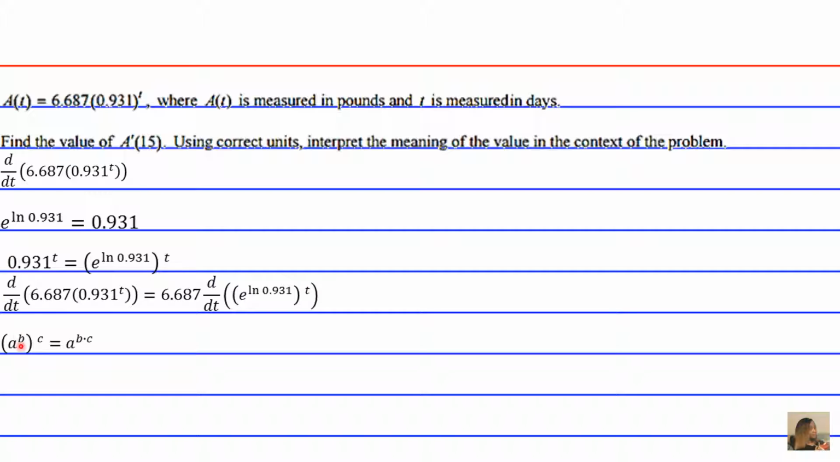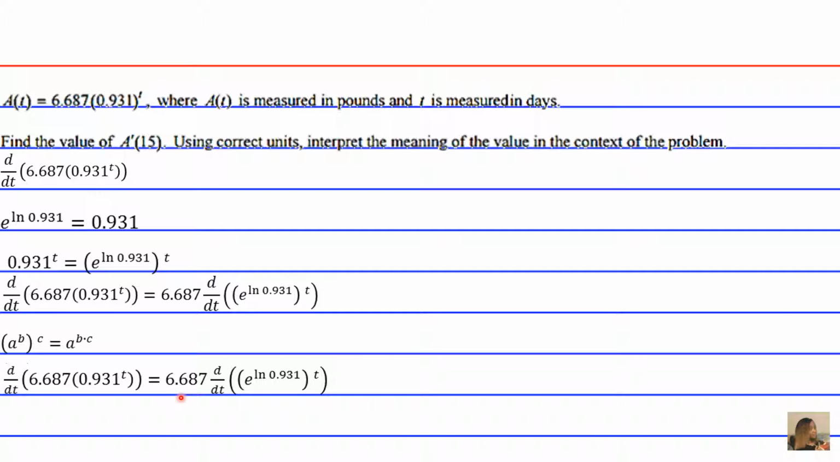Now we need to go back in our memories and find this rule, or if it was never there, now it is. Whenever you have a base a raised to the b power, and you're raising that again to the c power, you can just rewrite it as a raised to the b times c power. This is a rule of exponents, okay? So we're going to incorporate this rule.